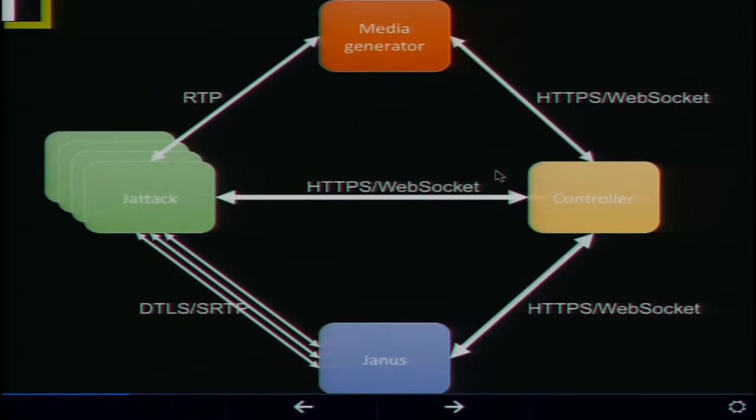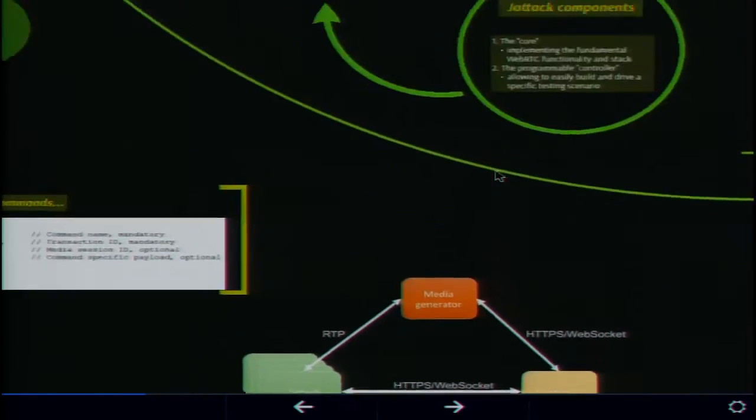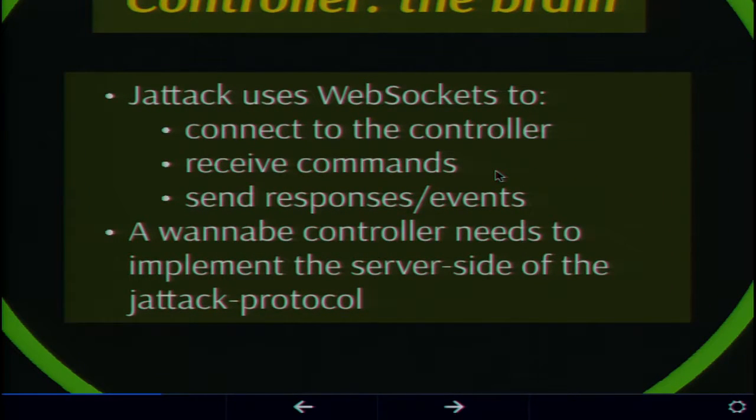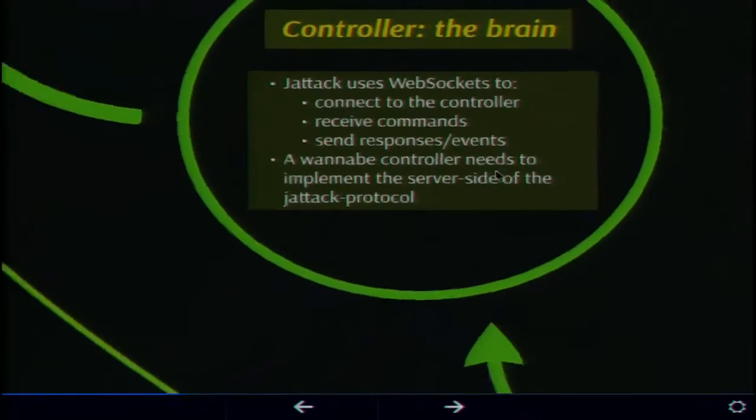Basically, we'll go back to this for a moment. The HTTPS and WebSocket lines that you see there are used for orchestration. So basically, the controller is the orchestrator of the architecture, and it sends commands and receives asynchronous notifications from the other components in order to properly manage a testing scenario. So as I was telling you, the controller acts like the brain in the overall architecture. It basically connects to all of the elements that it has to manage, and it implements the server side of a protocol that we defined on purpose, that is the Jattack Protocol.